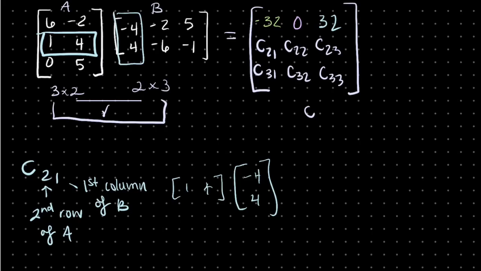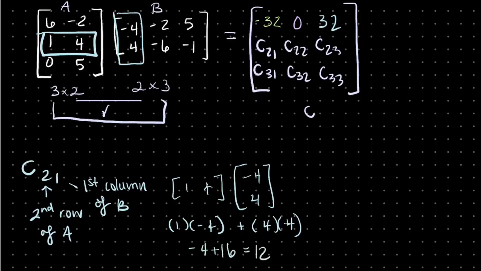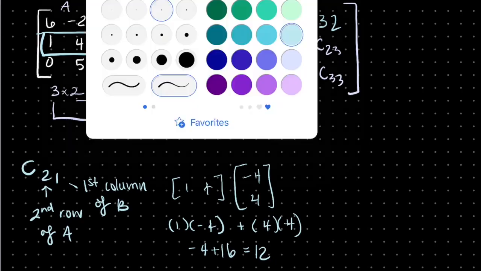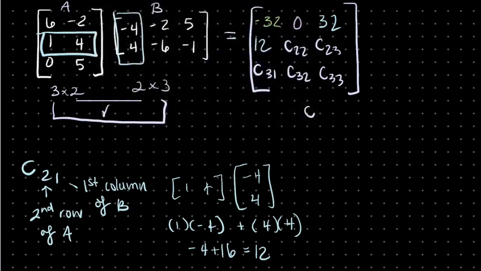So we're going to do the first of the row times the first of the column plus the second of the row times the second of the column. And that's going to be negative 4 plus 16, which is 12. So we will fill 12 in for C21. Then we'll do C22. We'll keep the train rolling.